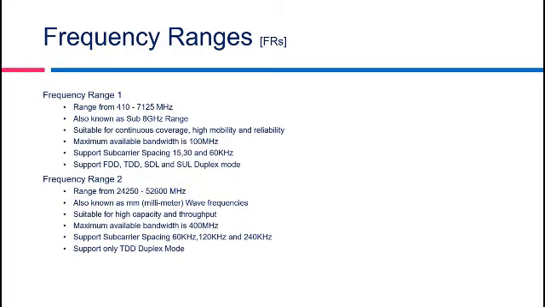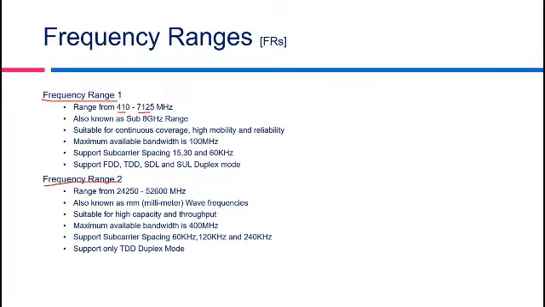Let's go into deeper detail of frequency ranges. As per 3GPP, there are two frequency ranges defined for 5G. The first is frequency range 1, which is also known as FR1, and the second is frequency range 2, which is also known as FR2. The FR1 range starts from 410 to 7125 MHz.